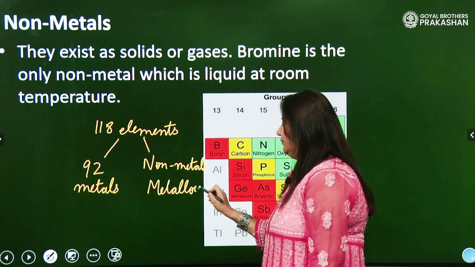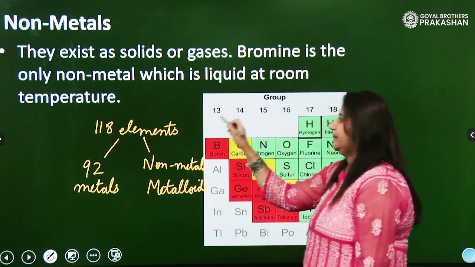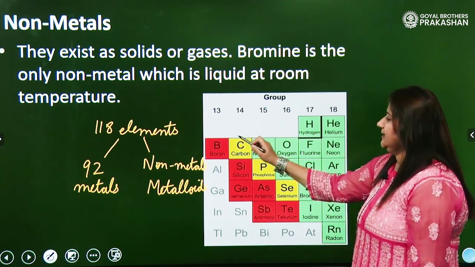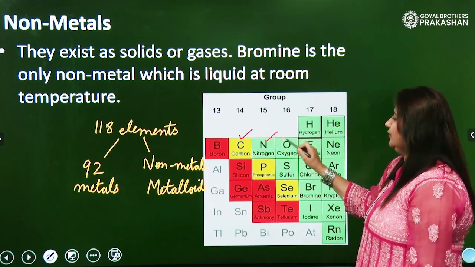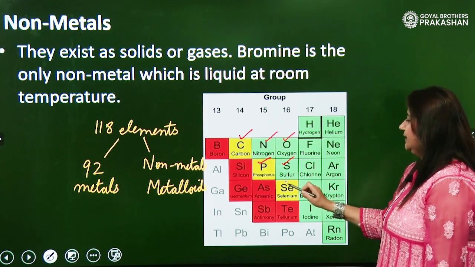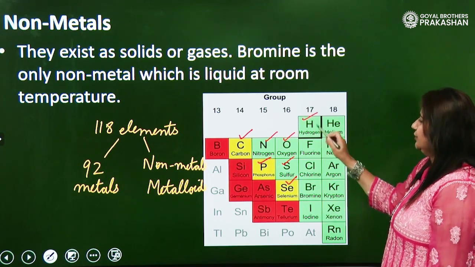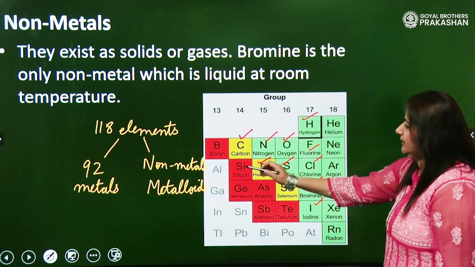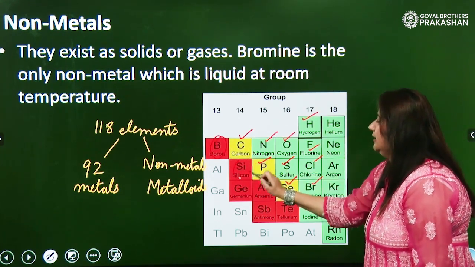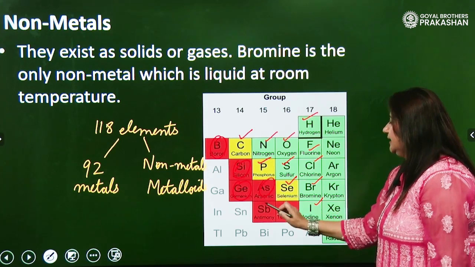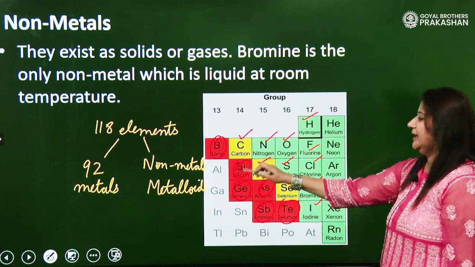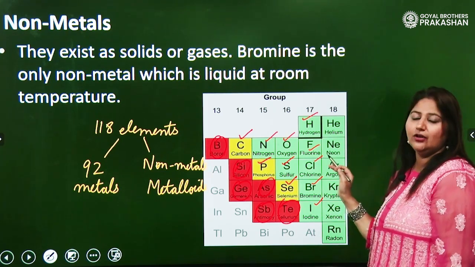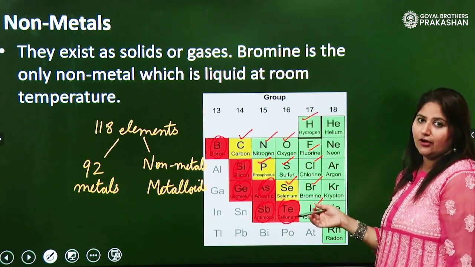So now, when you look at the right side of the periodic table, I am showing only the right side of the periodic table. So see, these are non-metals: carbon, nitrogen, oxygen, phosphorus, sulfur, selenium, hydrogen, fluorine, chlorine, bromine, iodine. And what are these? Boron, silicon, germanium, arsenic, antimony, tellurium, they are metalloids. The zigzag line belongs to metalloids, and the right side of the metalloids in the periodic table is non-metal.